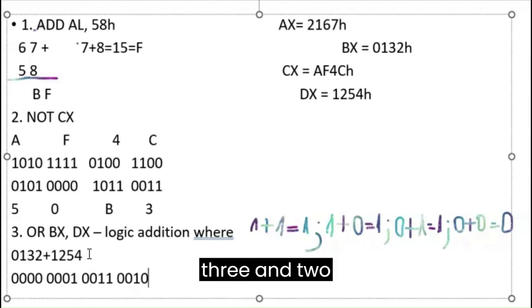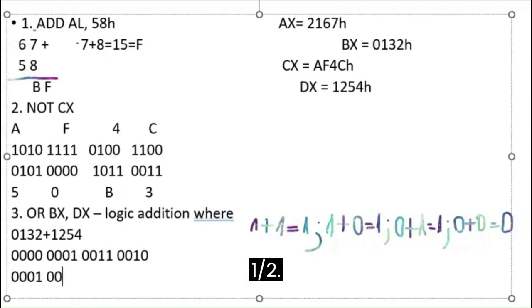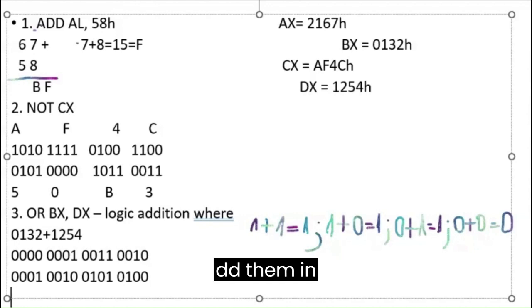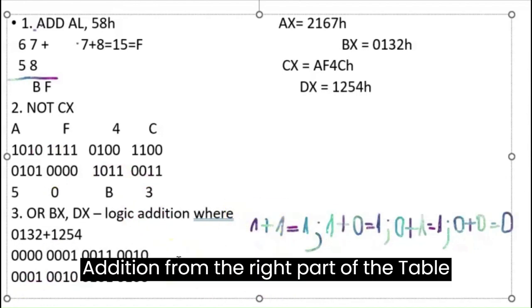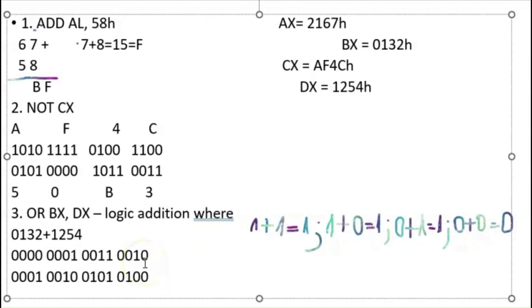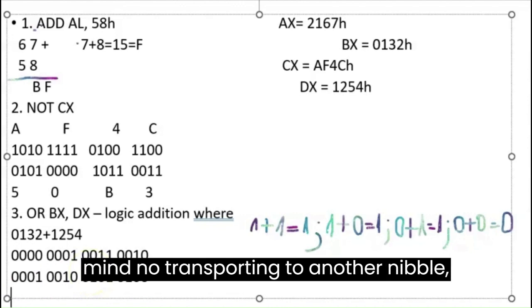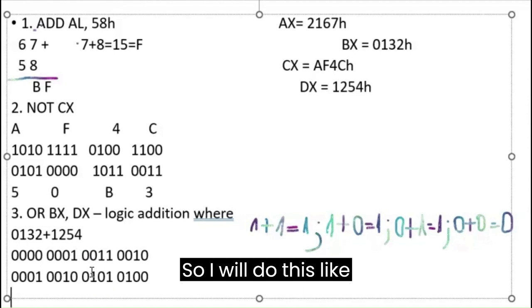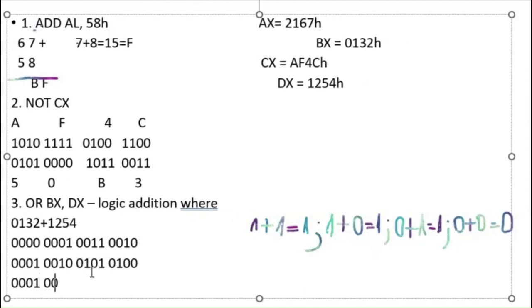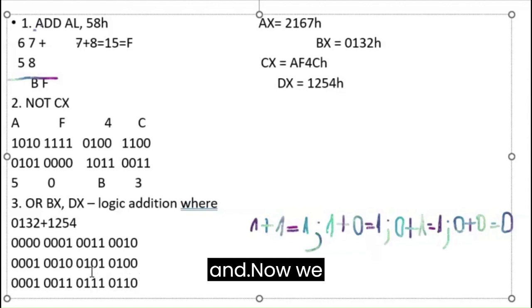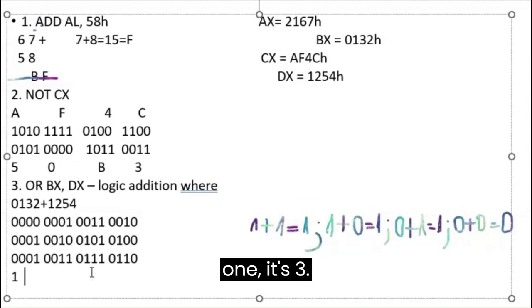It's 3 and 2 plus 1, 2, 5, and 4, 100. So we will add them in logic using the addition from the right part of the table, the one written in a rainbow. Right to left usually, but I can't do this in PowerPoint right now. But because there is no keeping in mind, no transporting to another nibble, the results will still be the same. So I will do this like this. I hope it's okay. Sorry, space 110. And now we just write this in hex again. It's 1, it's 3. It's 7 and it's C. This is the new value of BX.